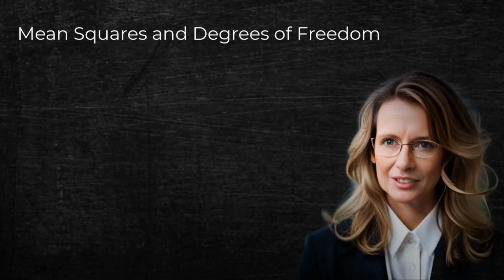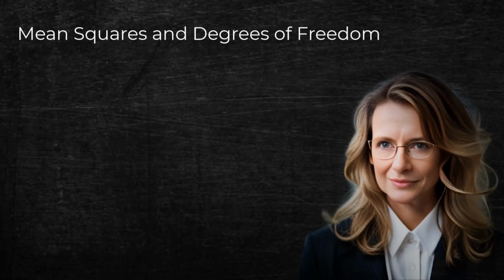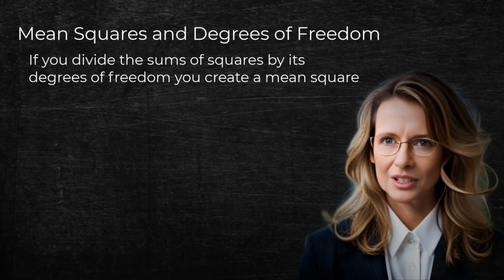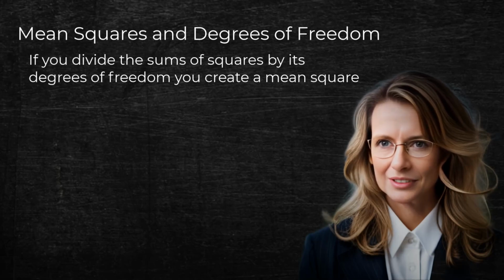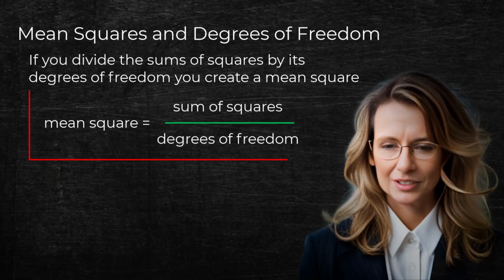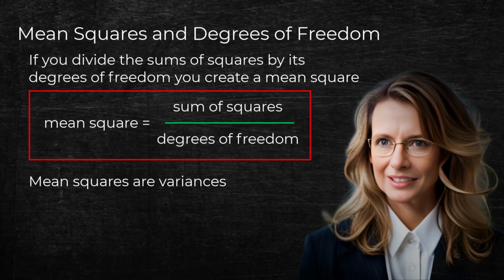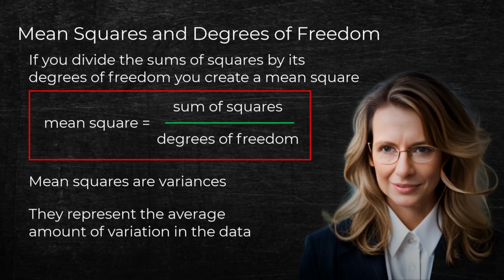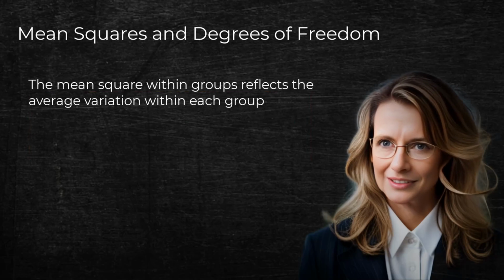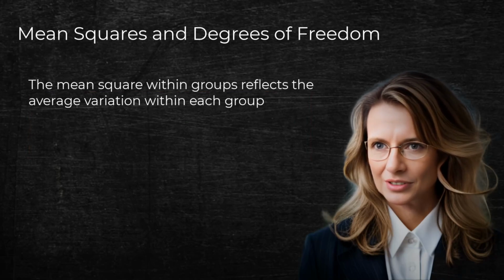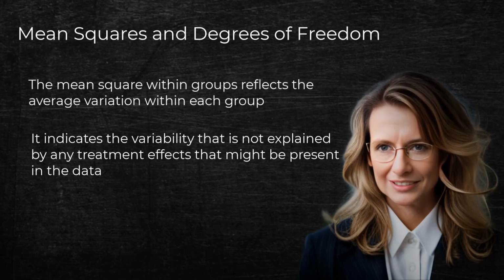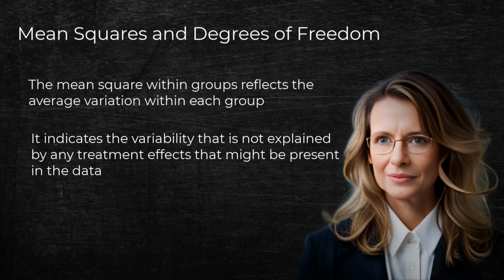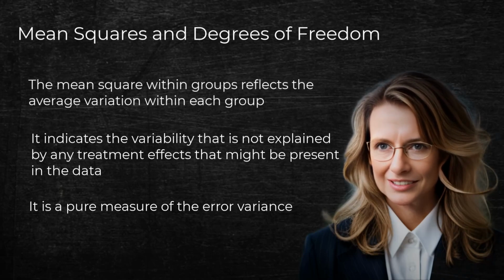While we have been focusing on the sums of squares as the primary indicator of the amount of variation that exists in our data, if you divide the sums of squares by their associated degrees of freedom, you create a value called the mean square. Mean squares are analogous to variances as they represent the average amount of variation that is present in the data. The mean square within groups reflects the average variation within each group and indicates the variability that is not explained by any treatment effects that might be present in the data. It is a pure measure of the error variance.